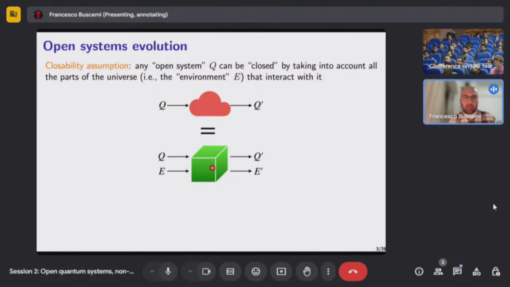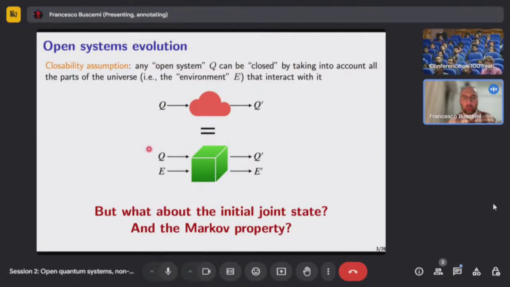But now the problem is, how do you model the initial joint state? Because you can say that the evolution can be closed into a box. It is similar to what you do in thermodynamics, where you say you have some thermodynamic process, and then you can always bring parts of the thermodynamic universe within the same adiabatic box. So you can close this open process into a unitary box, but now we have to understand how to model the initial situation, the initial condition.